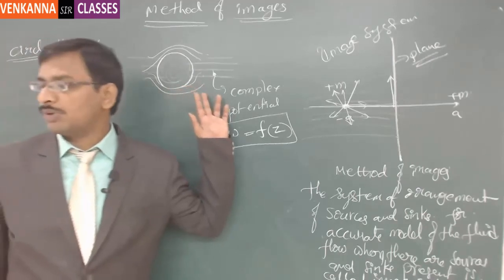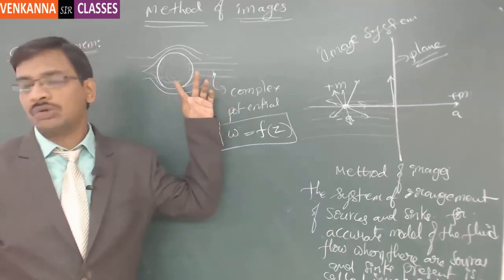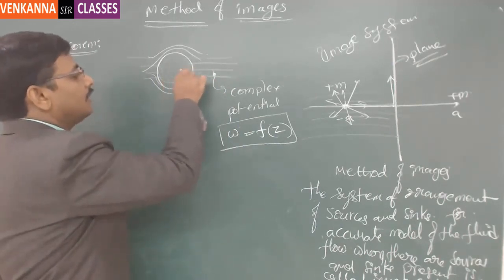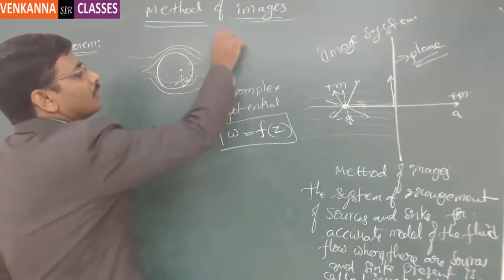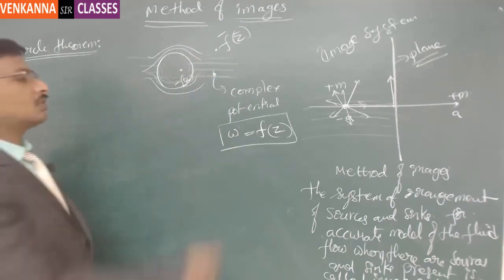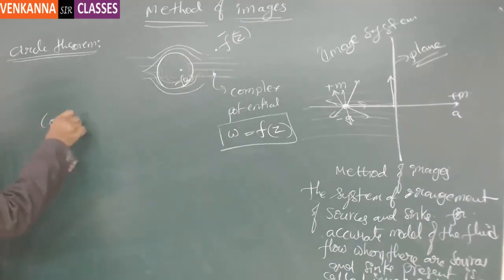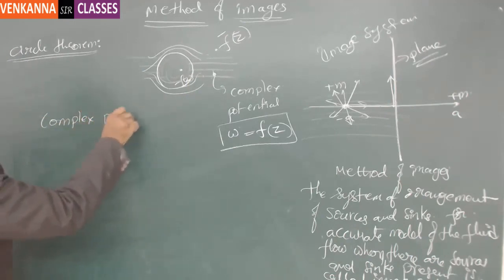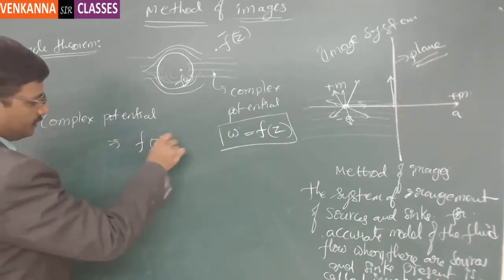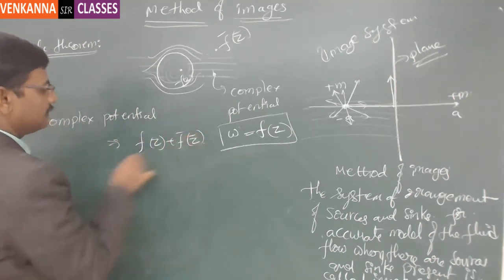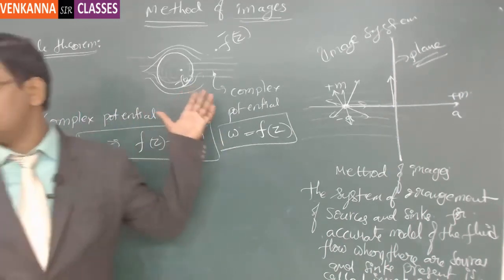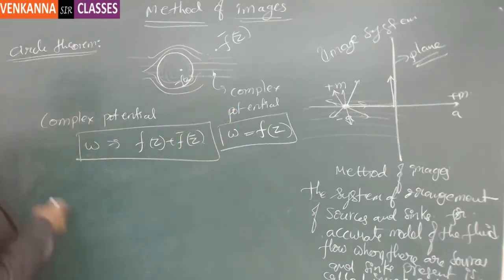Now, the fluid flow will make sure of the proper complex potential. If there is a complex potential f of z here, then the complex potential here will be f bar of z bar. At any instant, the total complex potential will be f of z plus f bar of z bar. This is the complex potential after the introduction of the cylinder, and this is what we call the circle theorem.